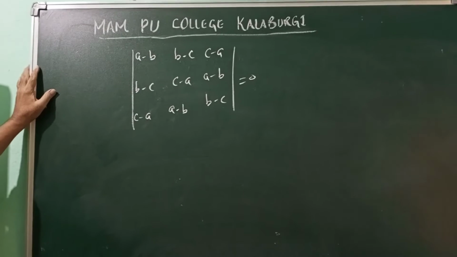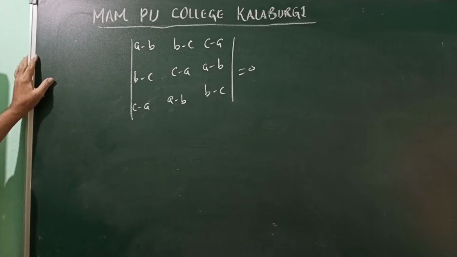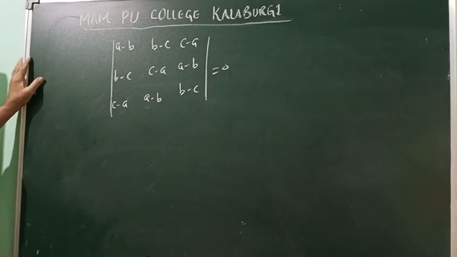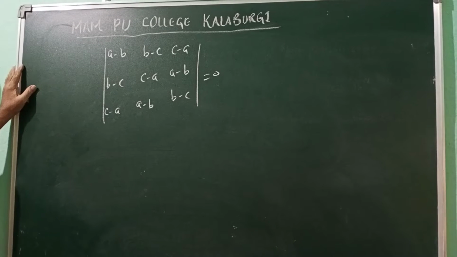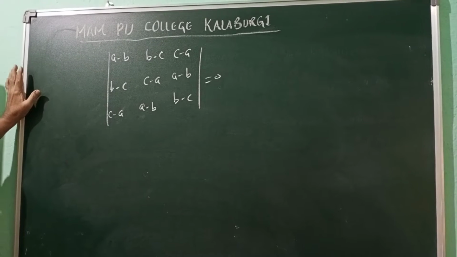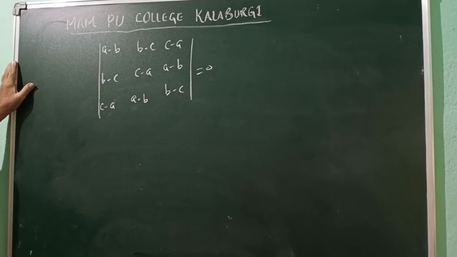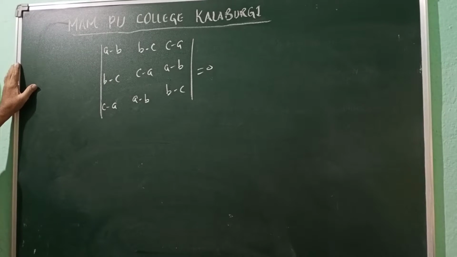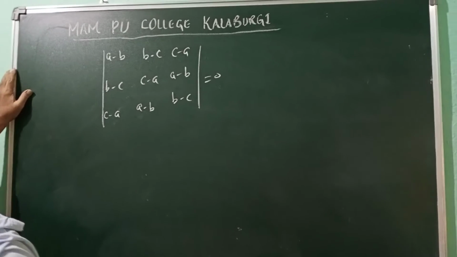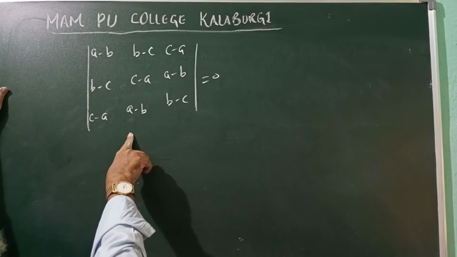Now we have to see that in this problem, either we may get one complete row or one complete column 0, or second thing, two rows or two columns must be identical. But here you can see carefully, making two rows or two columns identical is not possible. So for this, let us make all elements of any row or any column 0.